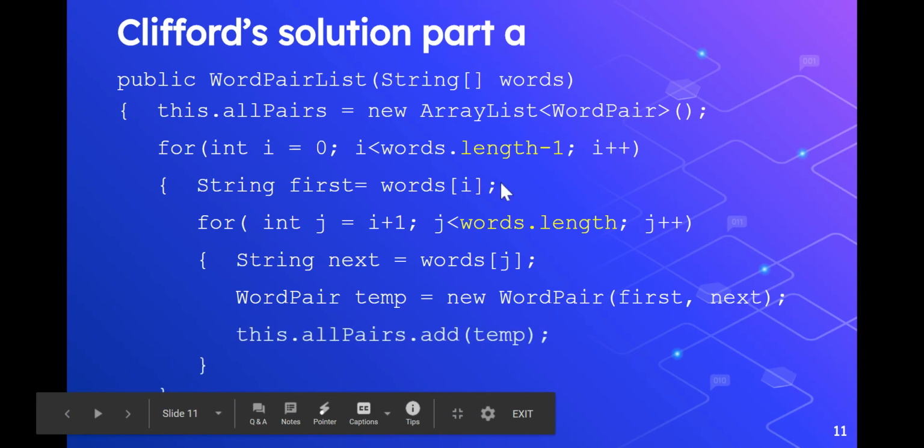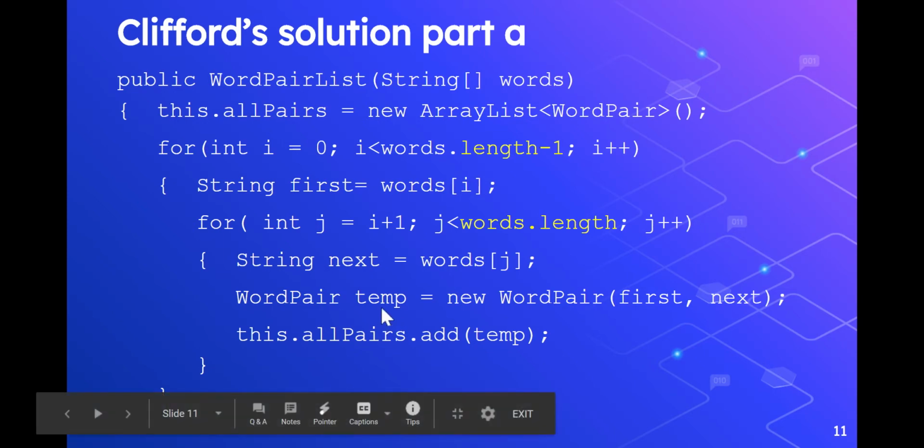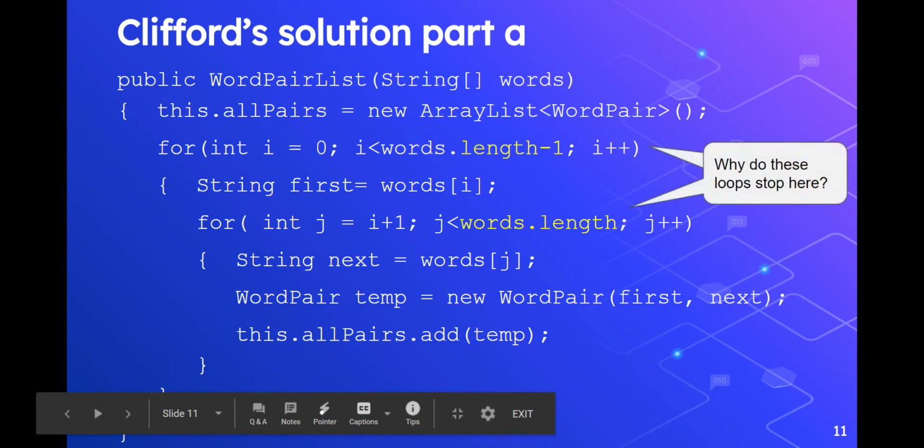So that's basically the last thing that I need to do in the constructor. Now that I've made the WordPair temp, I can add temp to allPairs. That's going to get created, and I'm going to cycle all the way through. And that is it. I talked about that, and I think I've killed that horse several times.